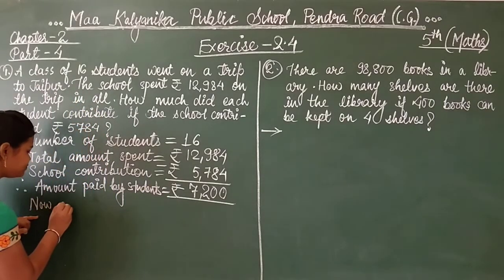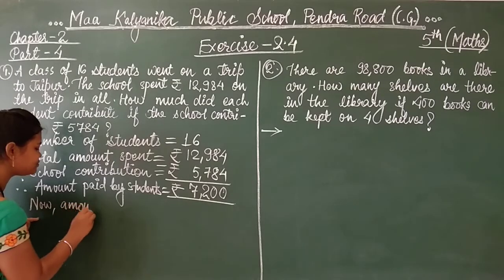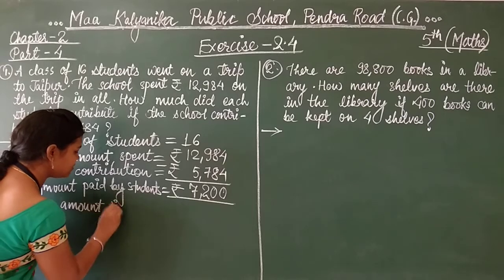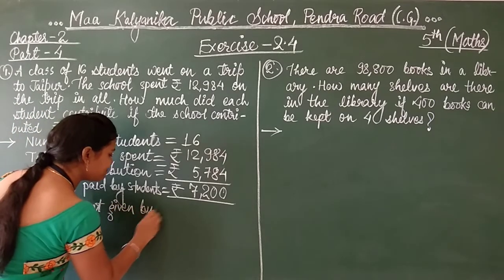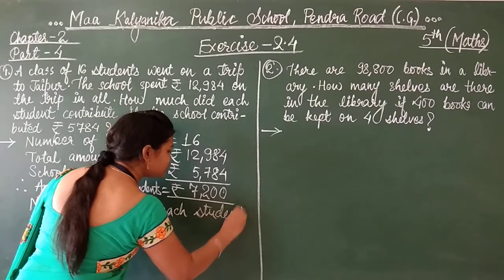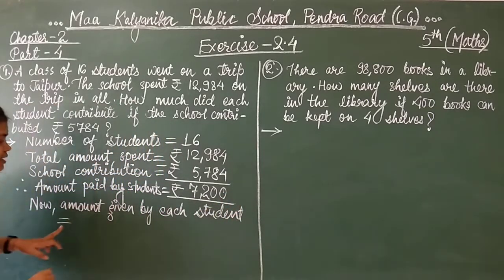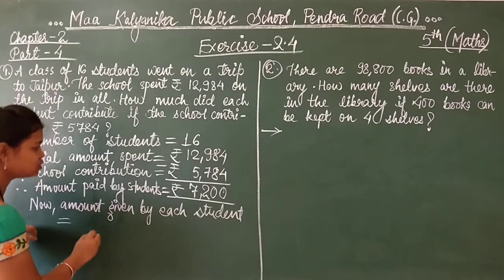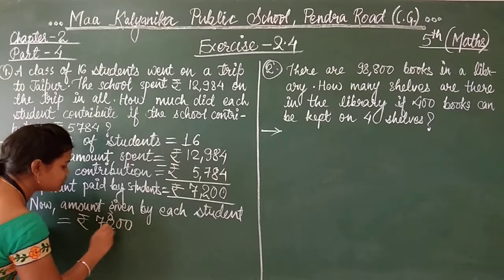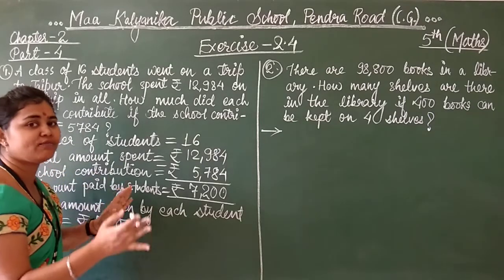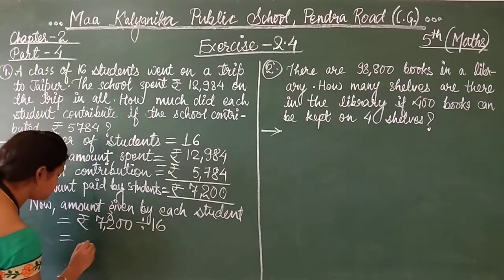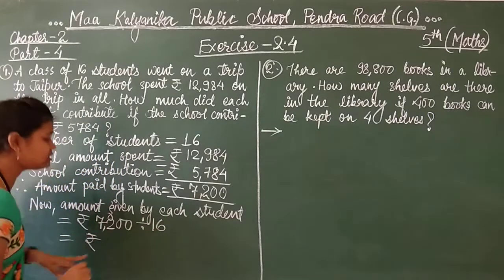So now, amount given by each student. See, students, amount given by each student. So rupees total, how much are we having? 7,200 is the amount. This much we have to divide by 16 students. So divided by 16. So the answer which we will get will be rupees how much?